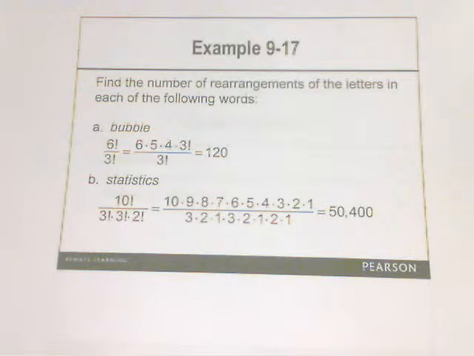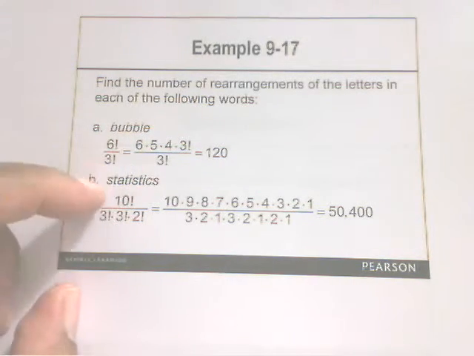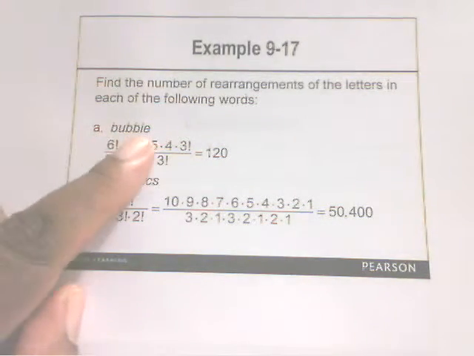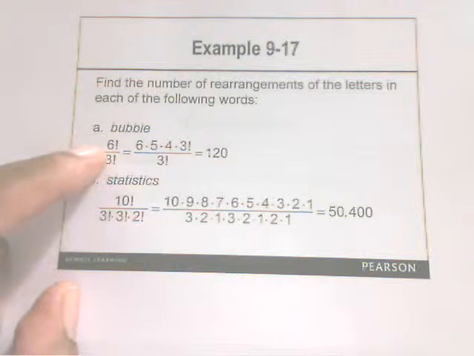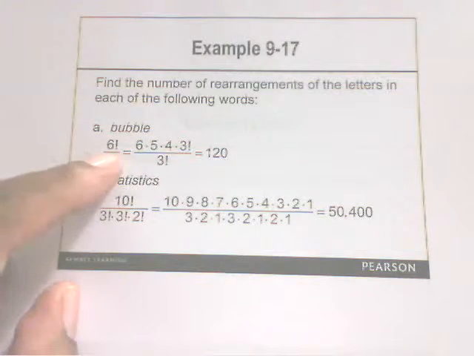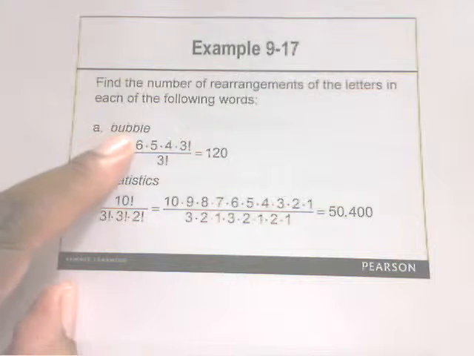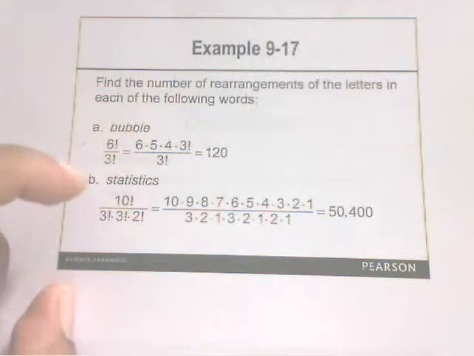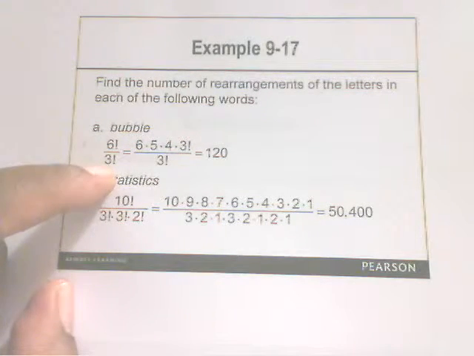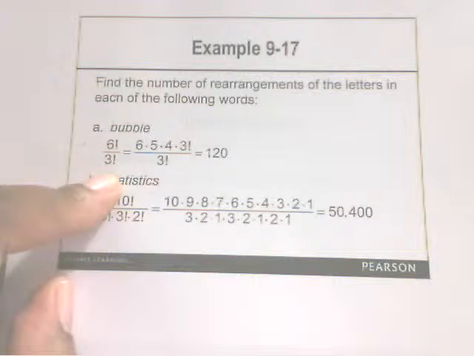Like in this situation here, find the number of rearrangements of the letters in each of the following words. In part A, you've got bubble. Now notice in the word bubble there are three B's, and there are 6 letters altogether, so that means the numerator is 6 factorial. That's going to be divided by 3 factorial, since there are only 3 B's in the word bubble.